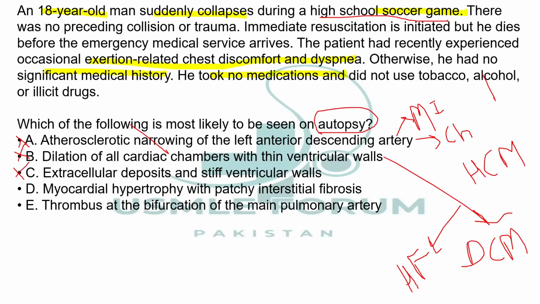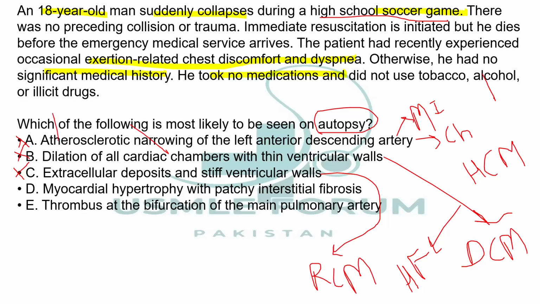Extracellular deposits and stiff ventricles. This is related to restrictive cardiomyopathy. You can identify that by stiff ventricular walls. And a high yield point I can give you is amyloidosis, which is again unlikely in an 18-year-old.